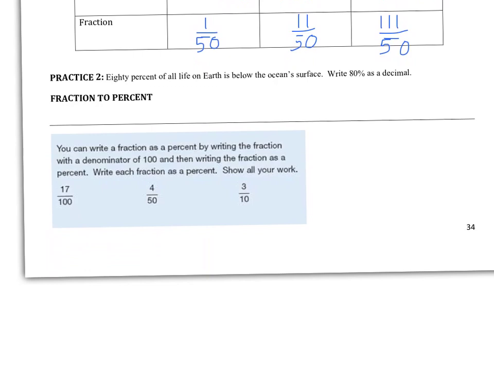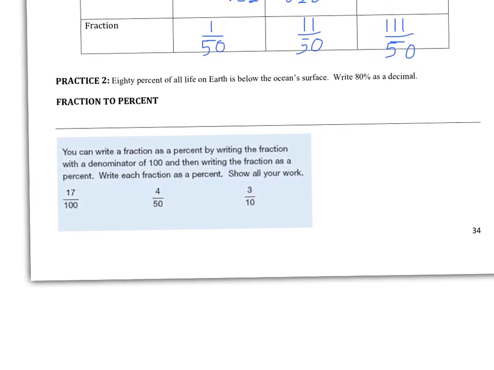Okay, it says 80%. Oops, need to convert the percent. Right away, as I'm using cups, I write that out. 80% of all life on Earth is below the ocean surface. Wow, that's a lot. Write 80% as a decimal. Well, we now know how to do that. To go from a percent to a decimal, you divide by 100. So 80 divided by 100 would give you 0.8.